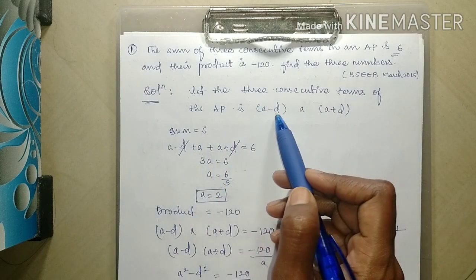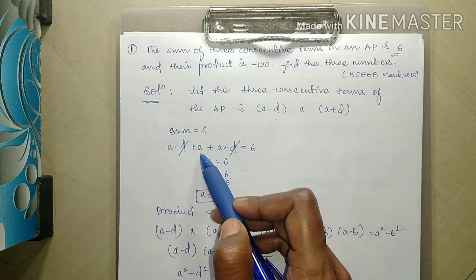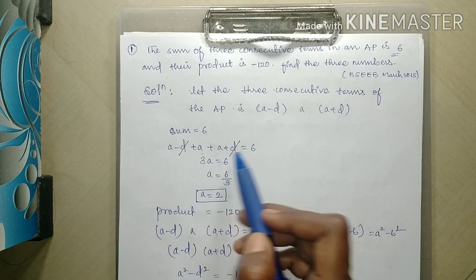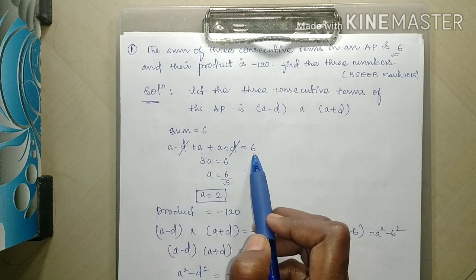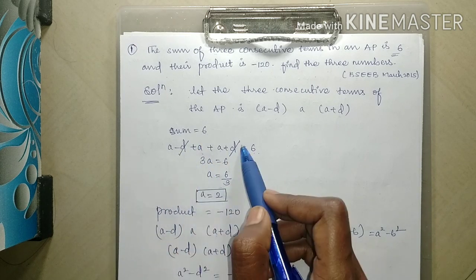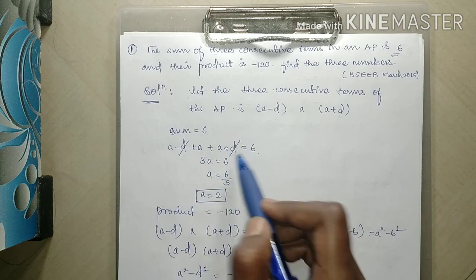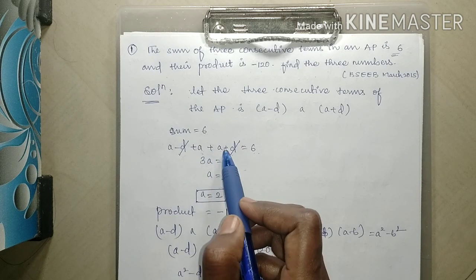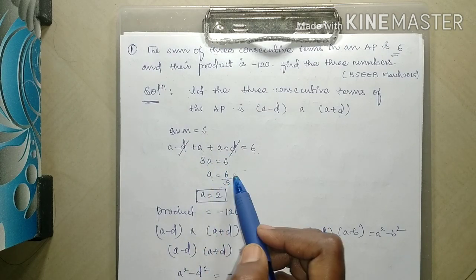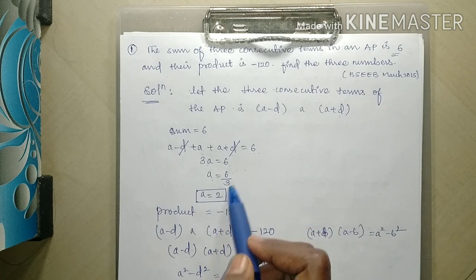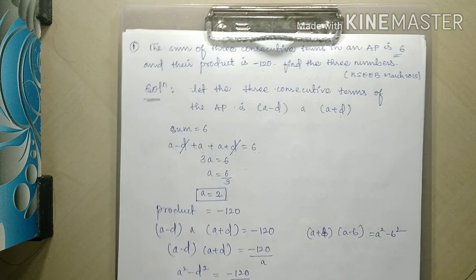Let me add this: a minus d plus a plus a plus d is equal to 6. The sum of 3 terms is 6. So minus d and plus d will get cancelled, and a plus a plus a, that is 3a, is equal to 6. So a is equal to 6 by 3, and a becomes 2.